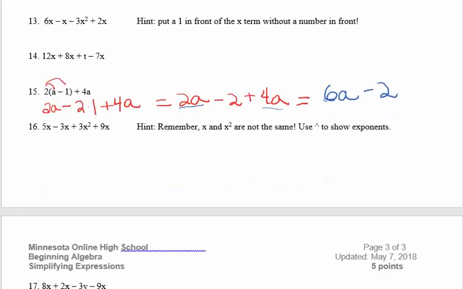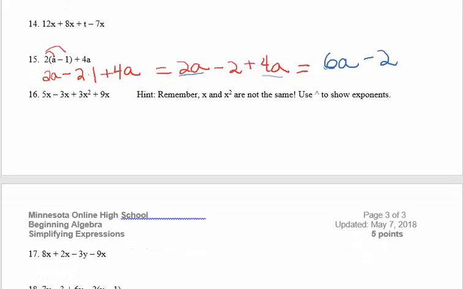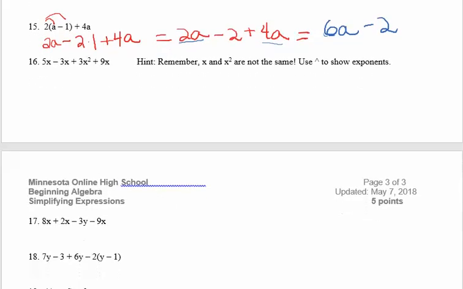In number 16, remember that x and x squared are not like terms. You cannot combine those. That 3x squared is not going to have any like terms with it.